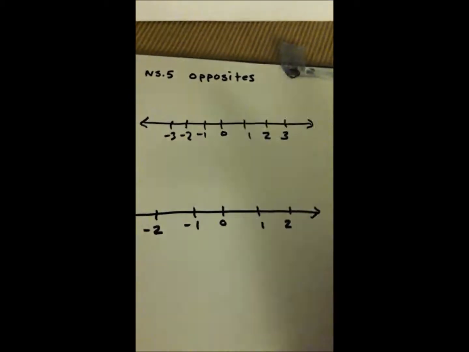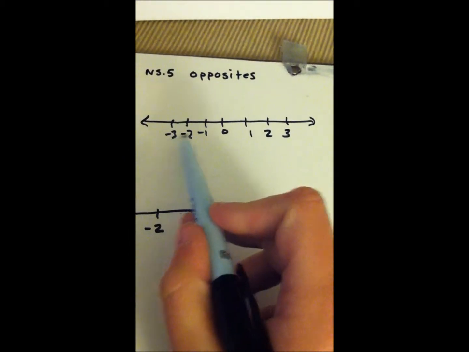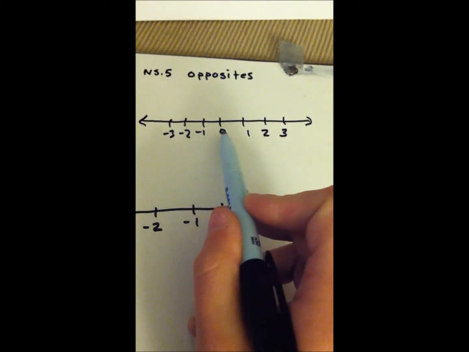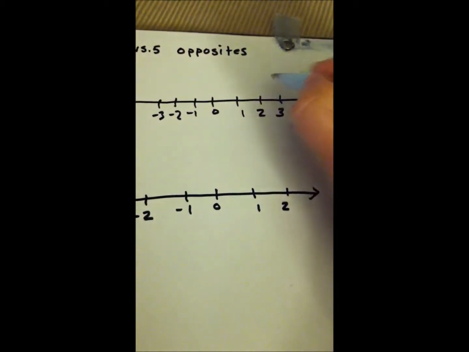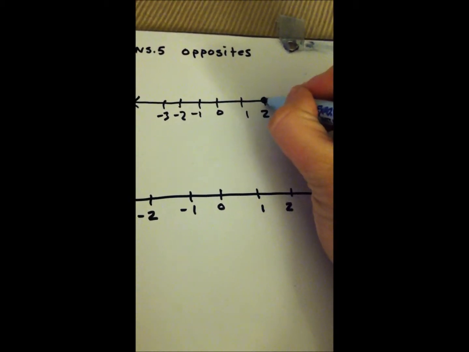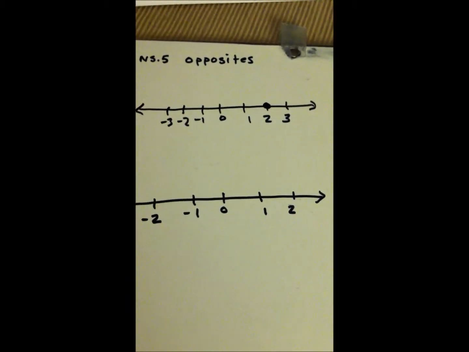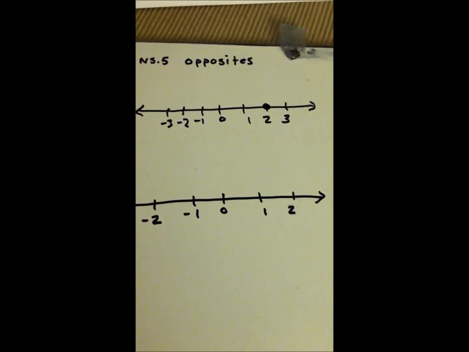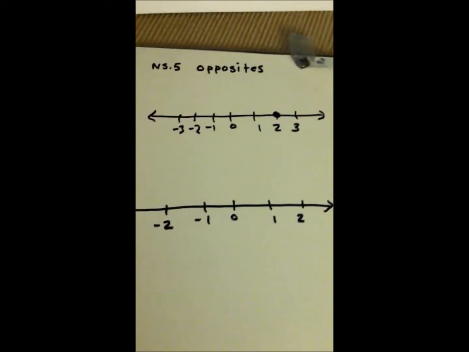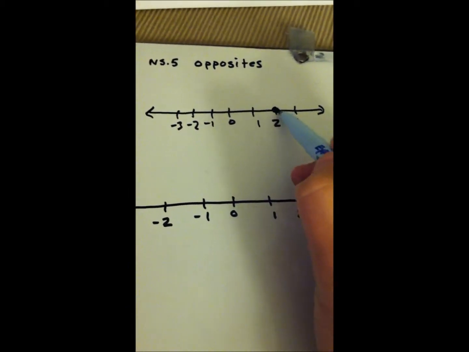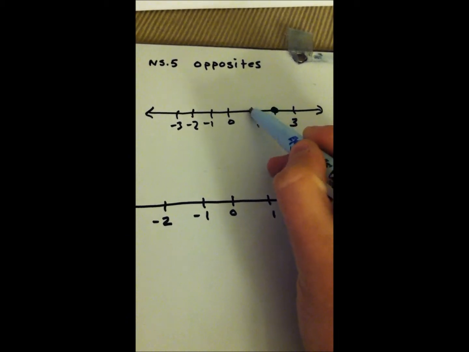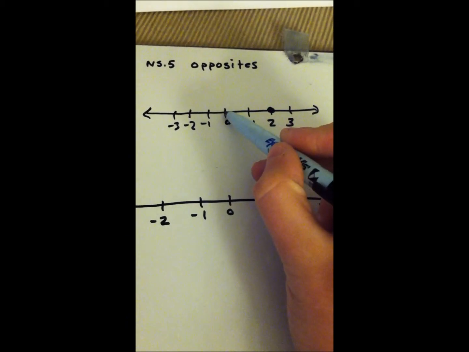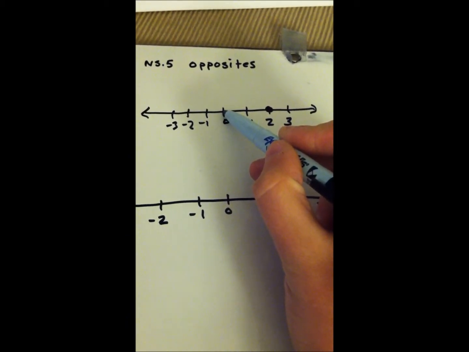So let's take a look at this top number line right here. It starts at -3, then works its way up to 0, and then on to +3. If I put a dot on 2, and then ask what is the opposite of this point, all I have to do is figure out, okay, well, I'm at 2. How far is it to 0? 1, 2. And I'm back at 0.